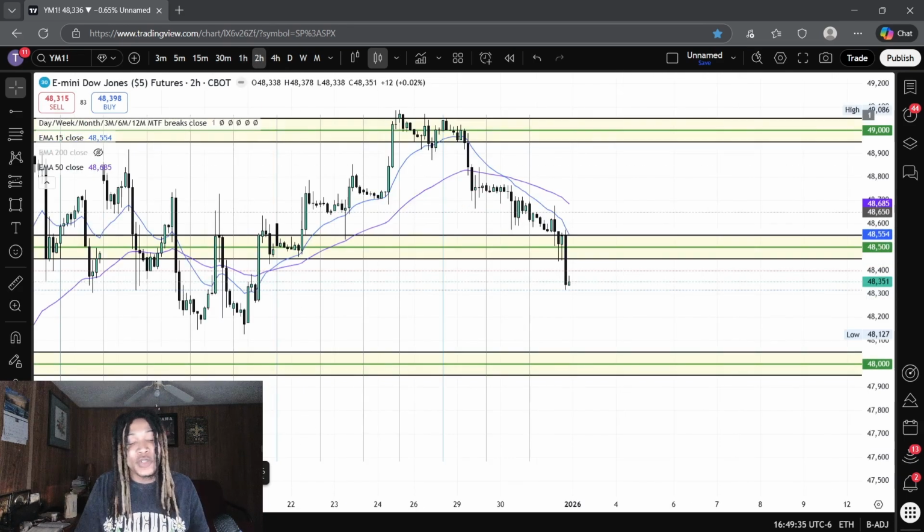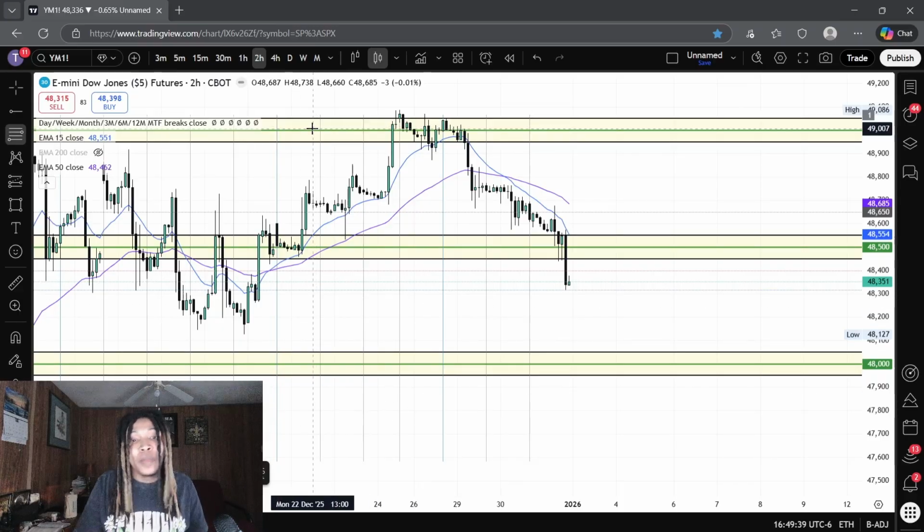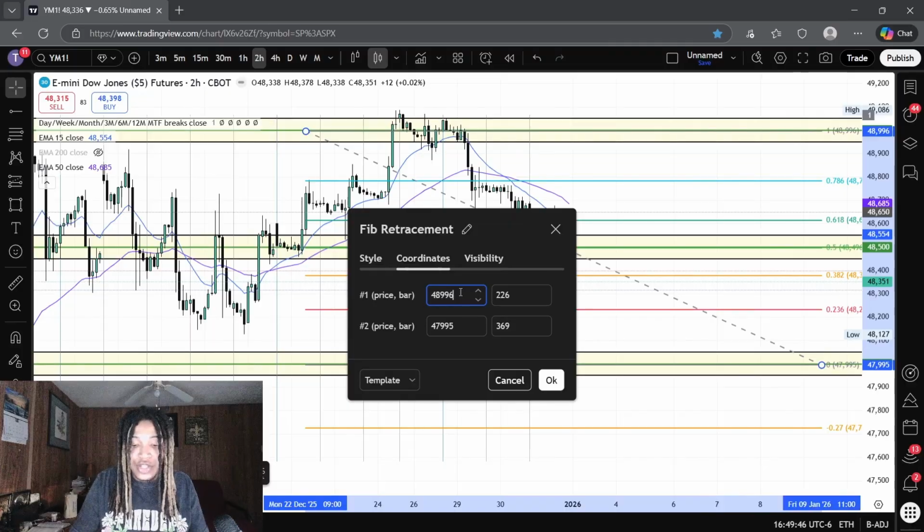So I trade off confluences. One confluence would be a major zone or a minor zone, right? Then I have another confluence, like the Fib. It just touched up on the Fib.